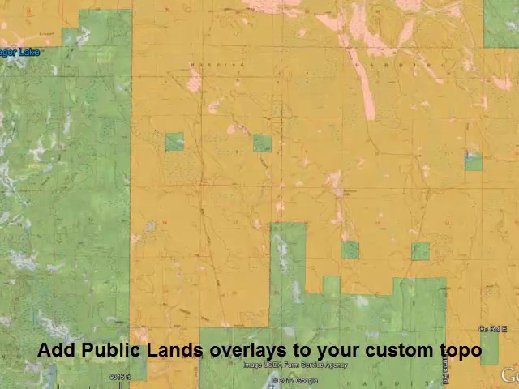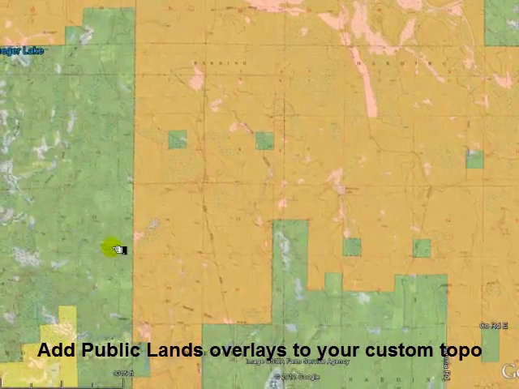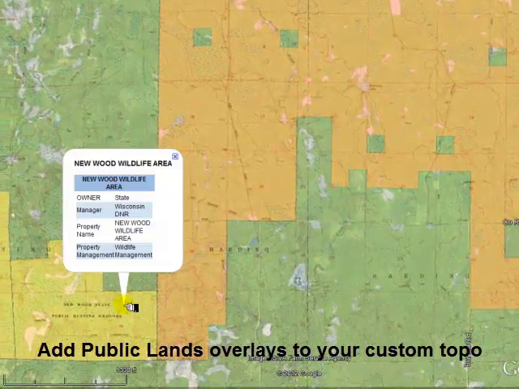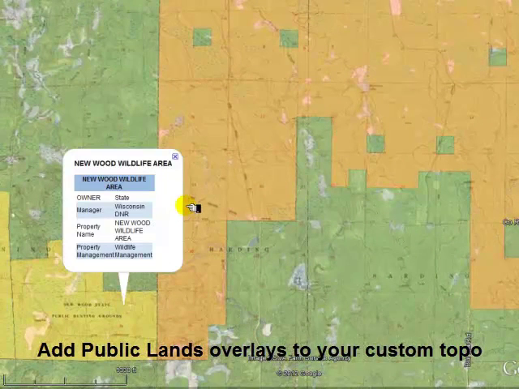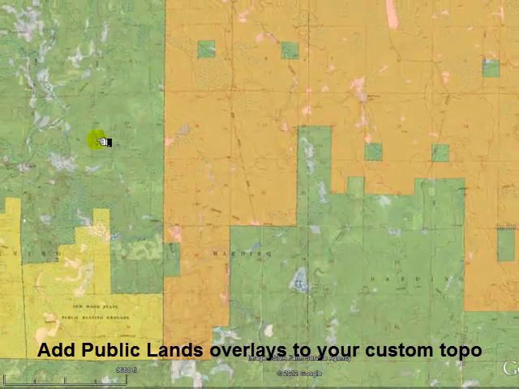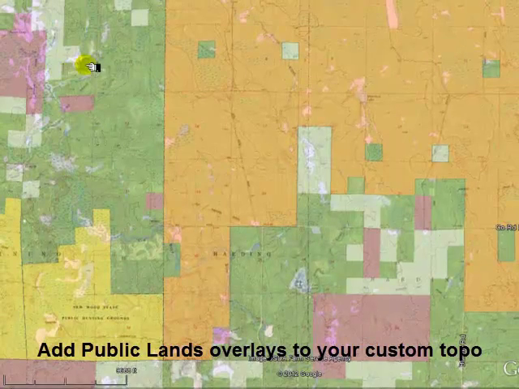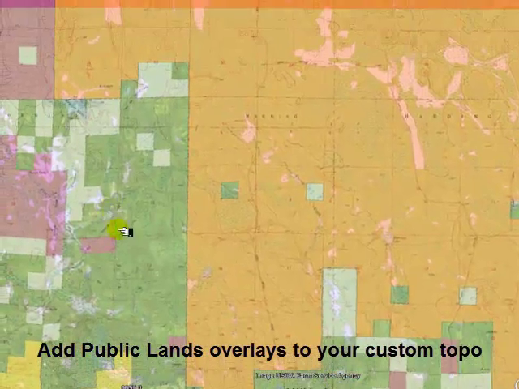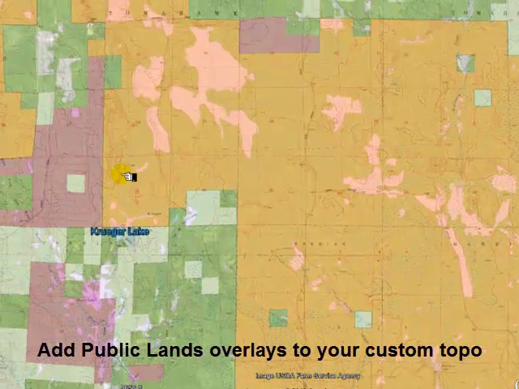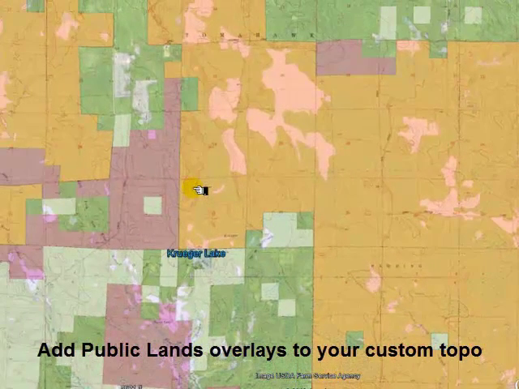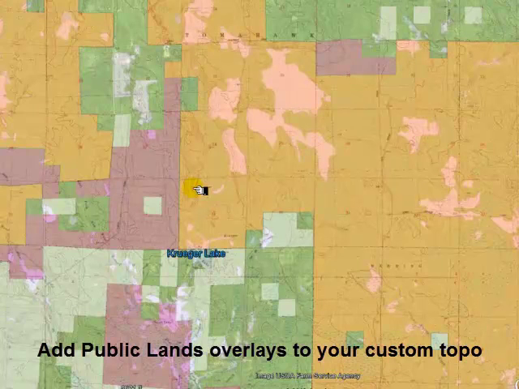Let's add one more thing. Let's add some DNR land. Down here is a parcel of DNR land. New Wood Wildlife Area. Now, how about some forest crop land? And how about some Managed Forest Law land? We have just taken a topo map and put all the up-to-date public land overlaid right onto Google Earth.